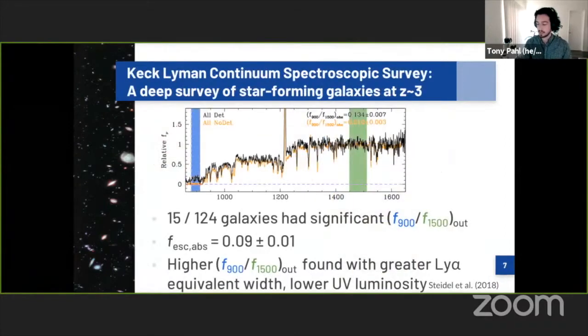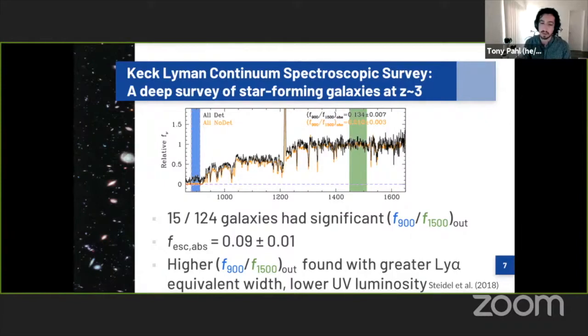So that brings me to the sample that I'm working with, which is the Keck Lyman continuum spectroscopic survey. This is a really deep spectroscopic survey using MOSFIRE on Keck of star-forming galaxies selected as Lyman break galaxies at redshift 3. So 124 galaxies were observed with MOSFIRE, and 15 of them actually were found to have significant what's called F900 over F1500 out.